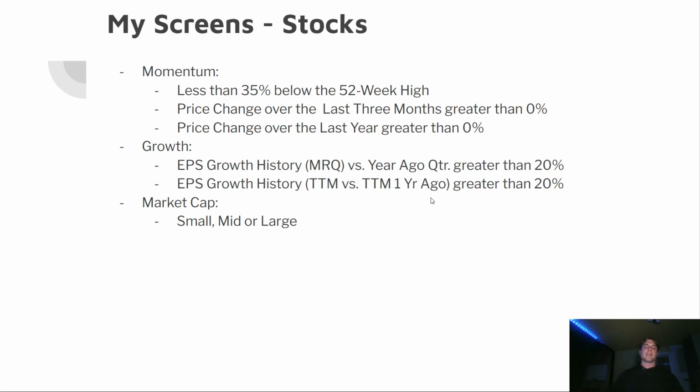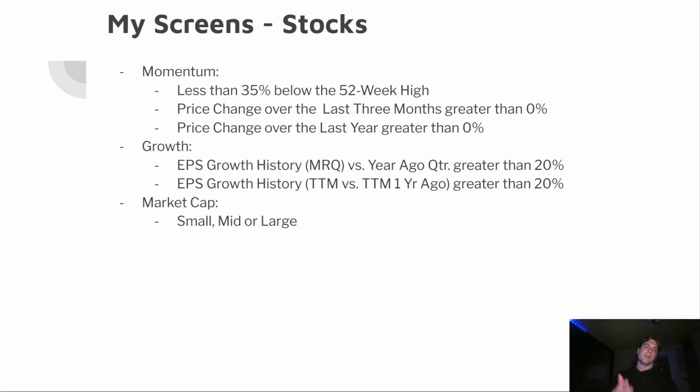And then here are my screens for stocks. I break it down into 3 segments: momentum, growth, and market cap. For momentum, I want to see that the stock is less than 35% below the 52-week high. I want to make sure that the price change over the last 3 months is greater than 0, and I want to make sure that the price change over the last 52 weeks is greater than 0. For growth, I want to see that the EPS growth for the most recent quarter is 20% higher than last quarter, and then I want to see that the trailing 12 months is 20% higher than the trailing 12 months of 1 year ago.